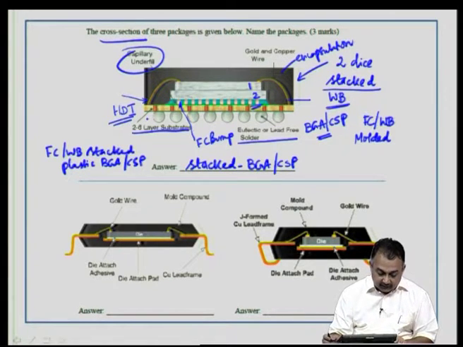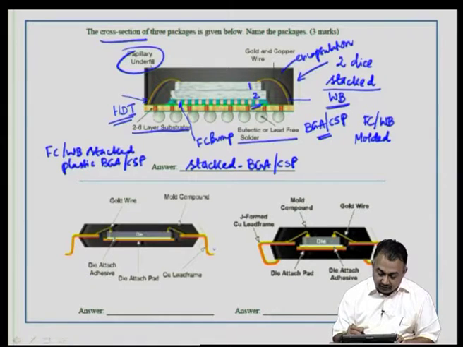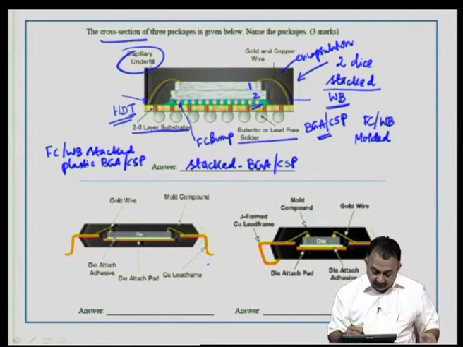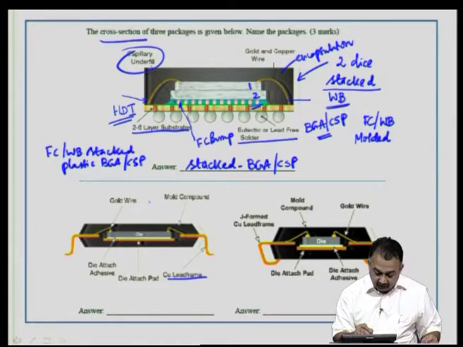Now, coming to the next figure that we have here in this slide at the bottom left, you see there is a cross section of a device or a package that contains these kinds of copper lead frames, and you can see there is a die at the center.